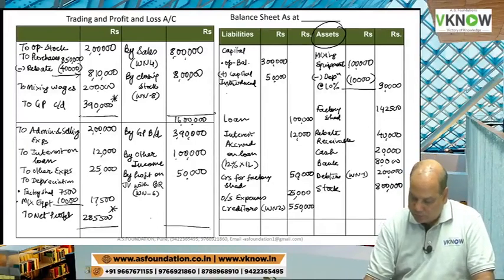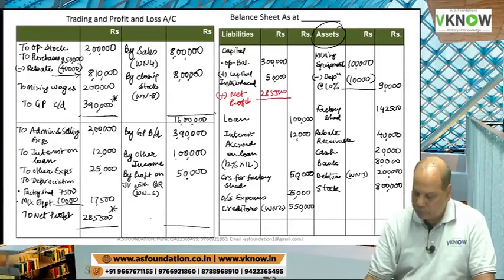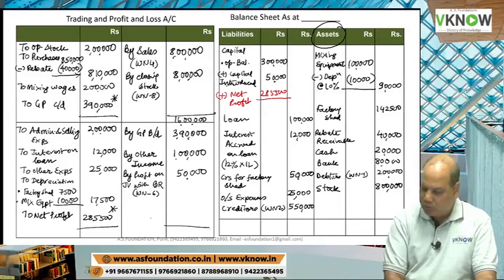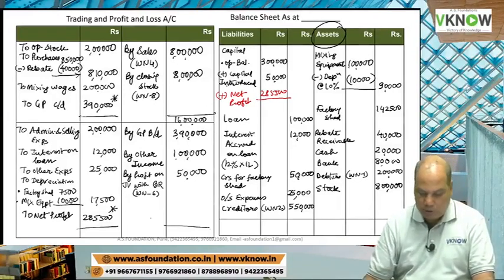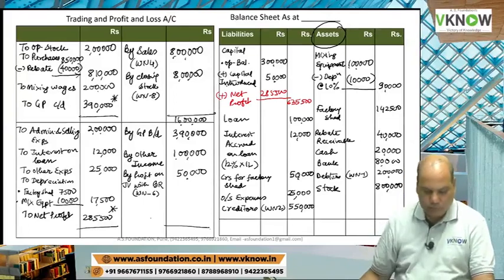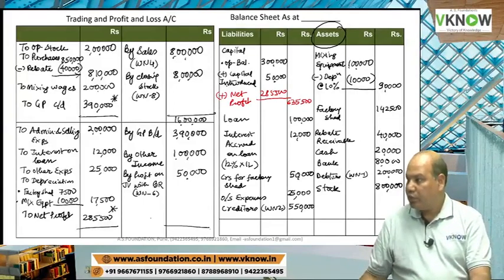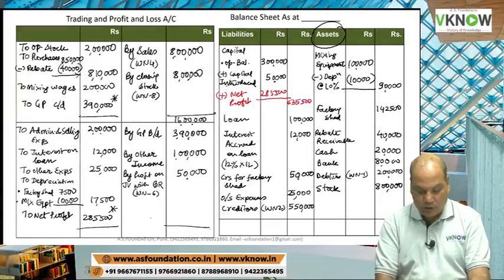Add in the balance sheet net profit 285,500. Add capital also. So capital in the outer column 6 lakh 35,500. 635,500. Tanya is right.